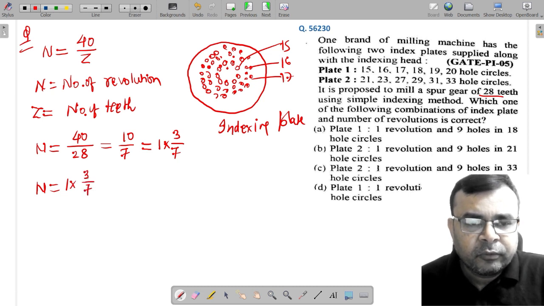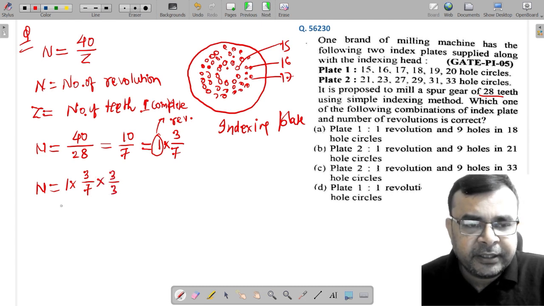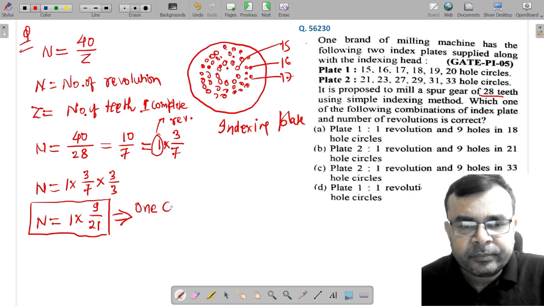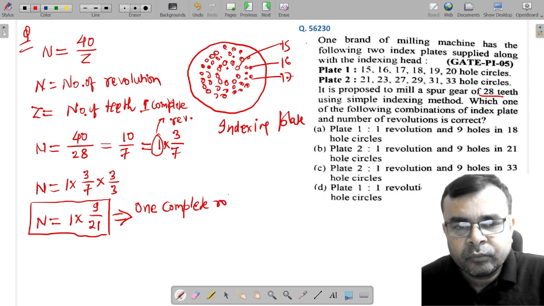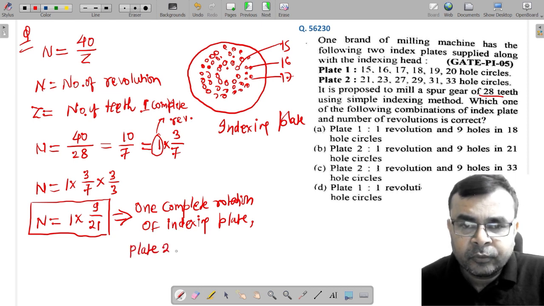From this we can say one complete revolution is required, and after that 3 by 7. There is no such option; none of the plates has this. So if I multiply by 3 over 3, we get 9 by 21. So this represents one complete rotation of the indexing plate, plate 2, with 9 holes in the 21 hole circle.